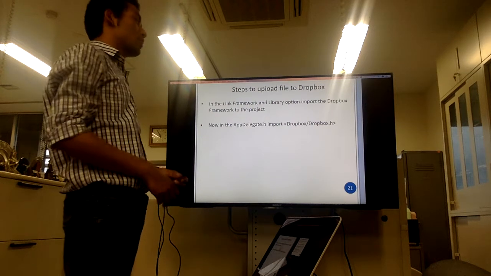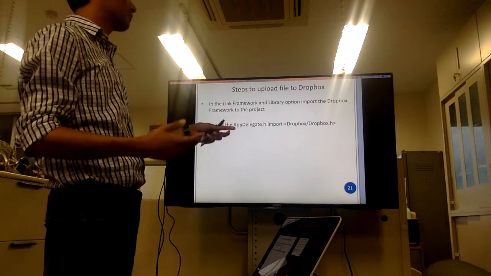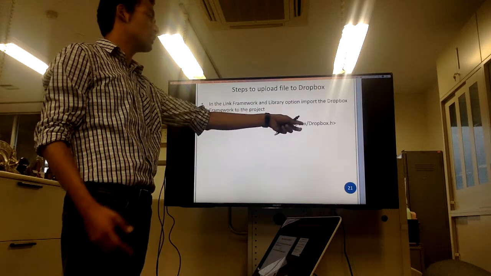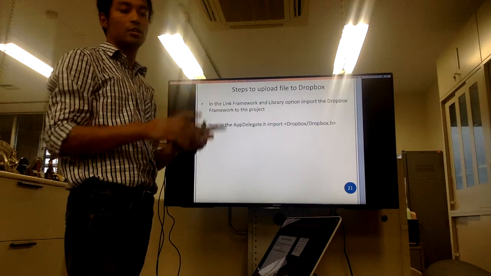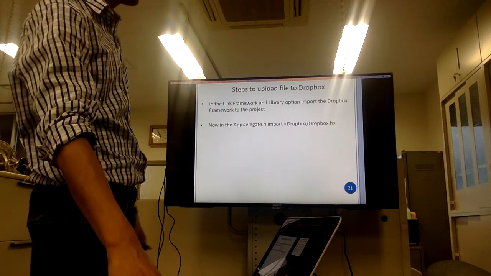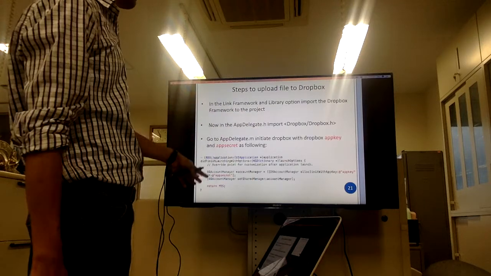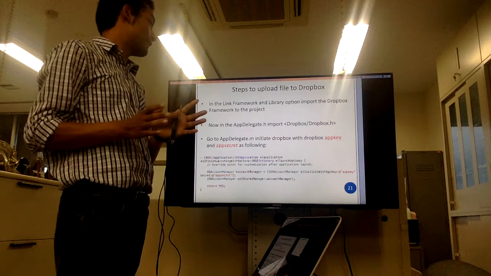After we download the SDK for Dropbox, we need to call the function, meaning import the Dropbox header files. The header files contain all the necessary methods and functions so that we can use the Dropbox interface. We need to import this into our project. After we import this into our project, we look at the app delegate. I think everyone knows what the app delegate is.